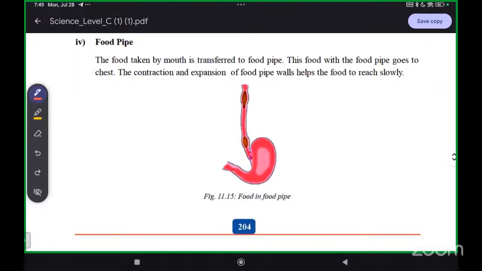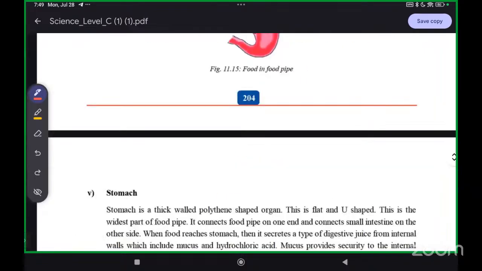The next part that the mouth is joined with, in the digestion process where the food goes from the mouth, is known as the food pipe. The food taken by mouth is transferred to the food pipe. This food goes through the food pipe to the chest. The food pipe walls contract and expand, which pushes the food slowly towards the stomach.